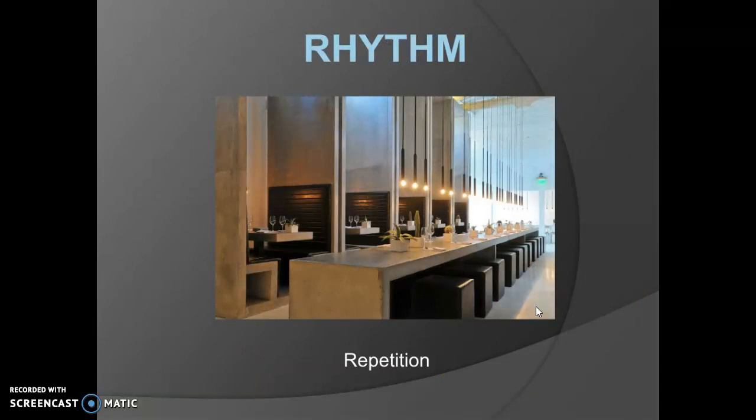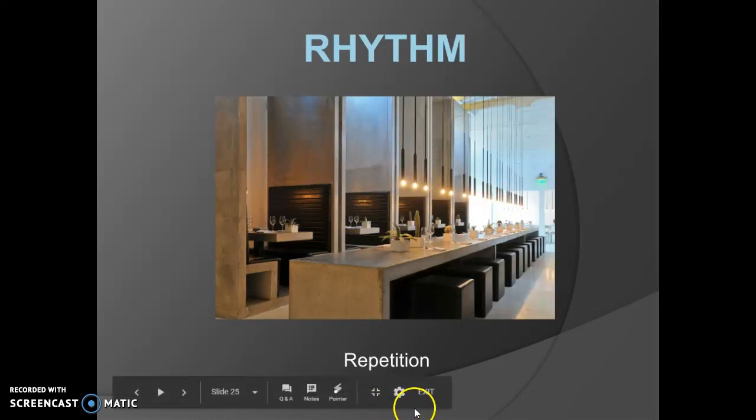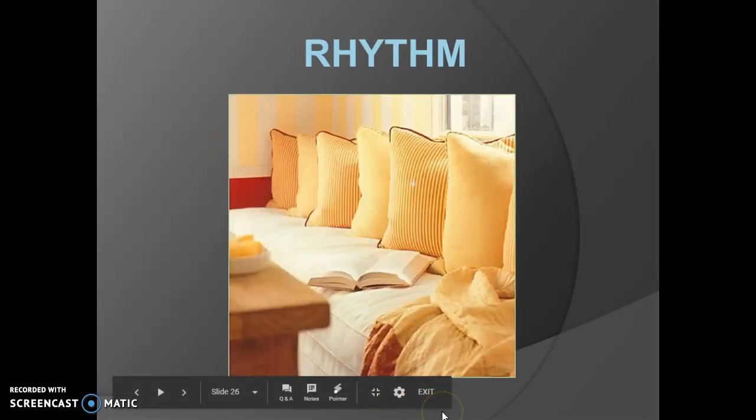Here's another one by repetition. Look at this picture and see what is repeating. You have several things. You have the seats are repeating, you have the lights that are repeating, and you have these booths that are repeating. What is repeating in this picture? The pillows are, right? So you have solid, stripe, so it leads your eye down.